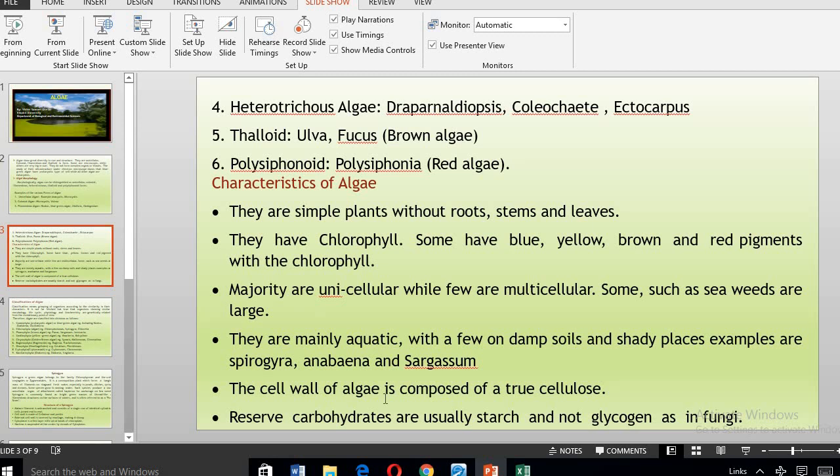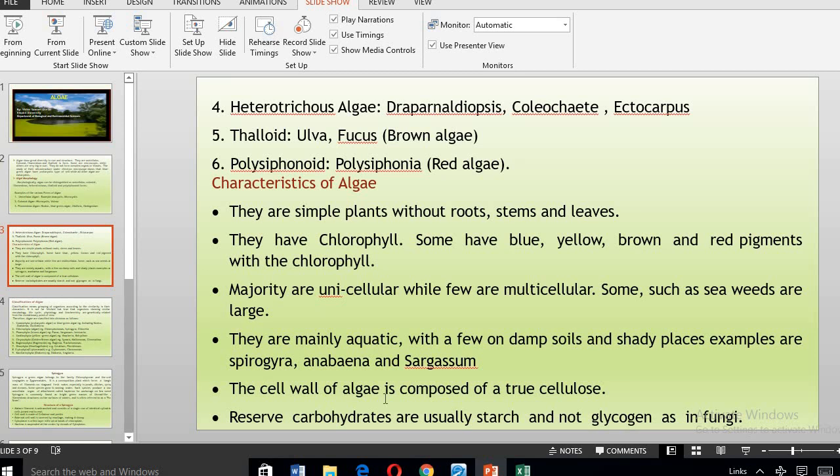And to remind you, we've said Polysiphonia or polysyphonoid means that these are siphons in poly, so several siphons, which are several filaments. So they have multiple filaments.